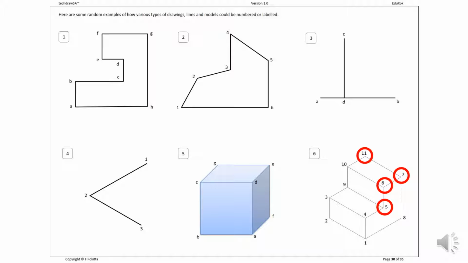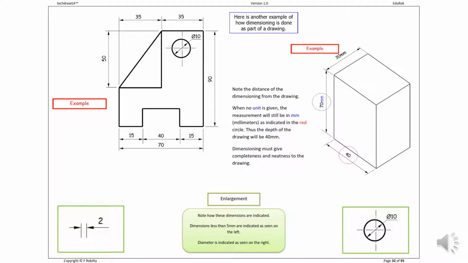At number 6 we have an isometric block, and here I've just used numbers, and I show you how from corner to corner I have tried to use a sequence for the numbers. Yours does not have to look the same. This is page 32 of your workbook. Here I am showing you how to do dimensions.